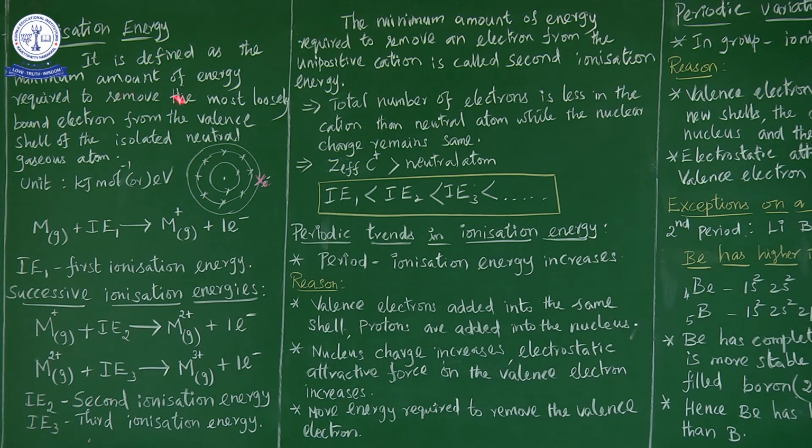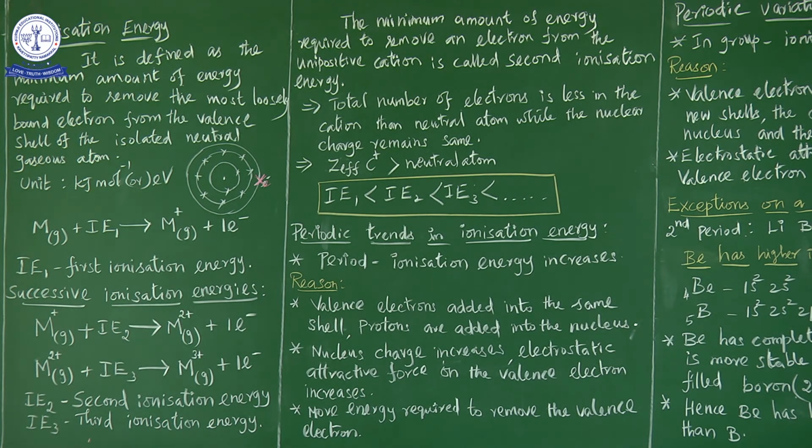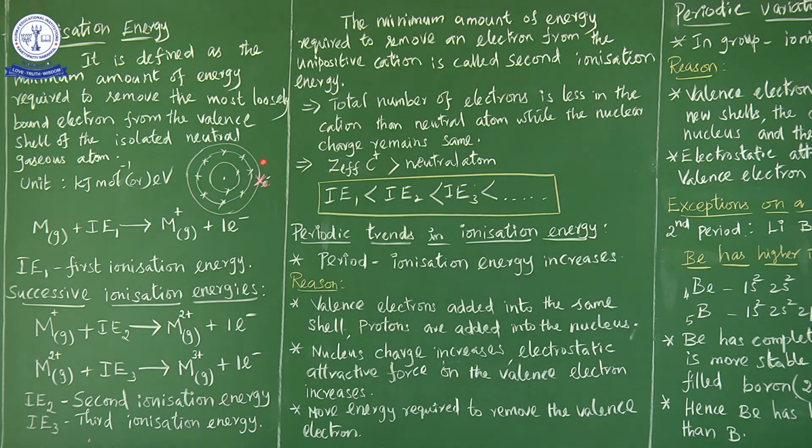So the energy required to remove the most loosely bounded electron. Most loosely bounded electron means the electron present in the valence shell, from the isolated neutral gaseous atom. The energy required to remove an electron from an individual atom is called what? Ionization energy. So ionization energy means the minimum amount of energy required to remove the most loosely bounded electron from the valence shell. The energy to remove one electron present in the valence shell is known as ionization energy.